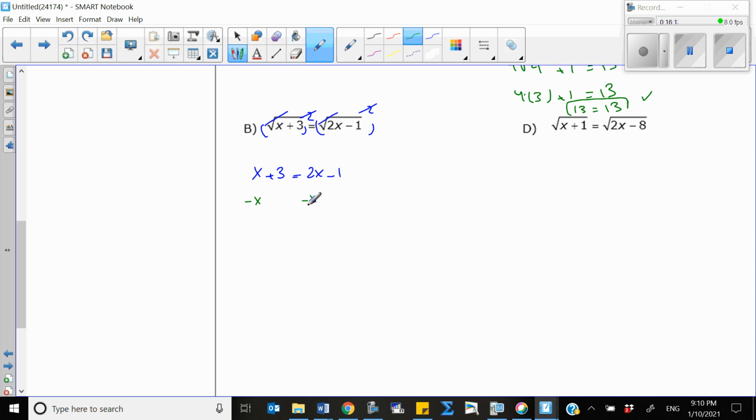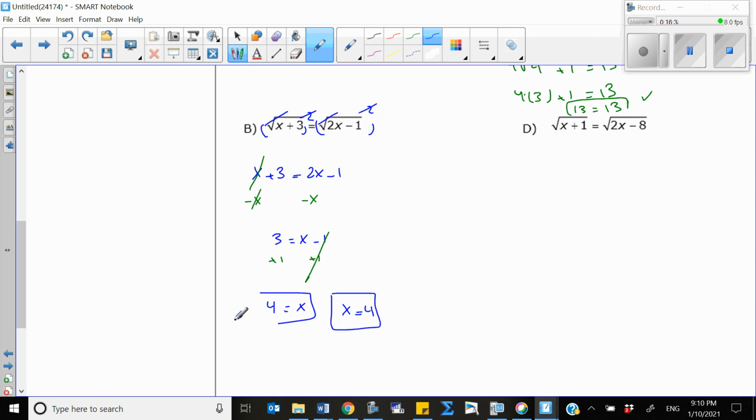Subtract x from both sides because I want to have all the x's on one side. So this will be 3 on the left side, 2x minus x is x, minus 1. Then just add 1 to each side, and I will have x equal to 4. So x equal to 4 is my answer.